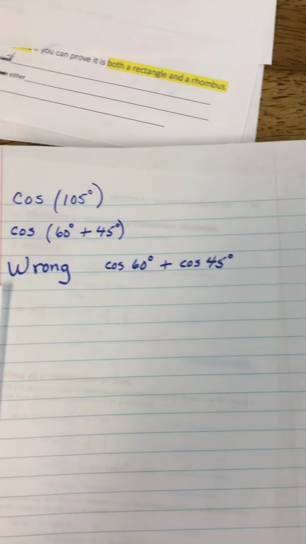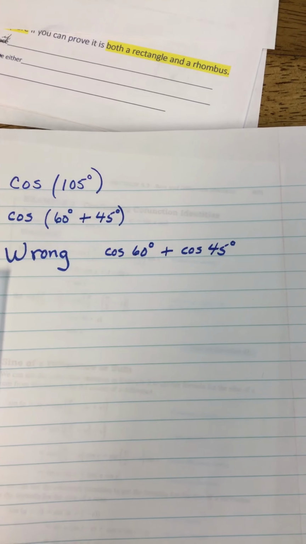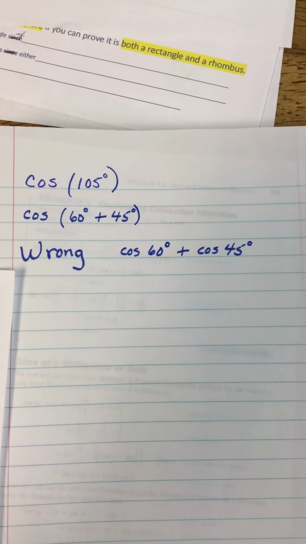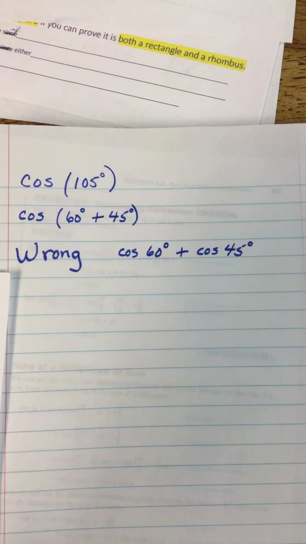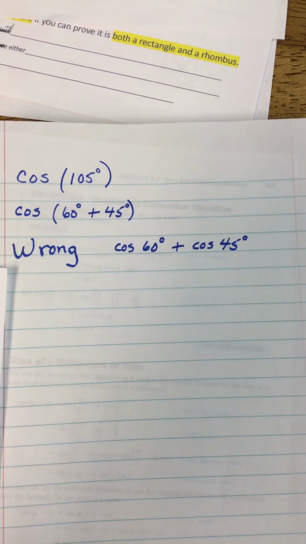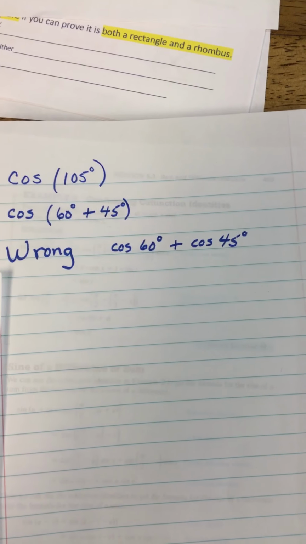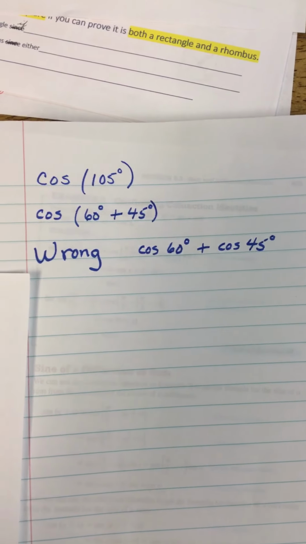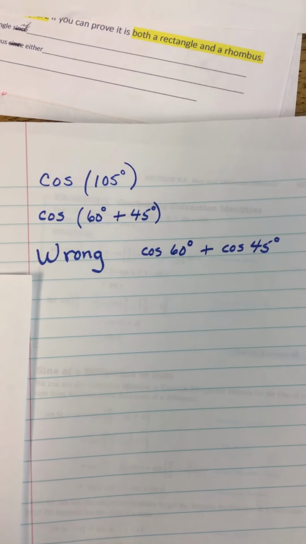All right, today we're going to start lesson 22. It's on sum and difference identities. It'll take us today and tomorrow to cover all of the sum and difference identities. Today we're going to talk about sine and cosine, and tomorrow we'll tackle tangent.